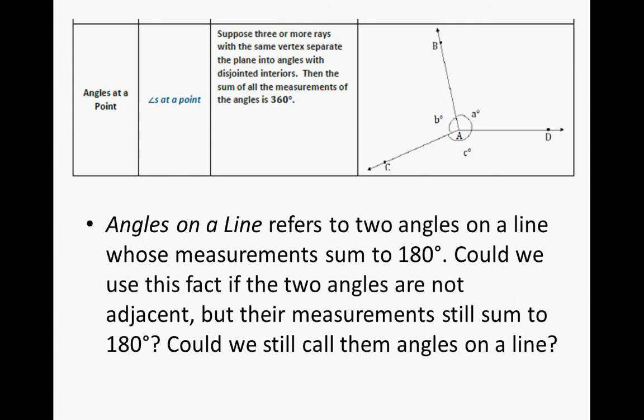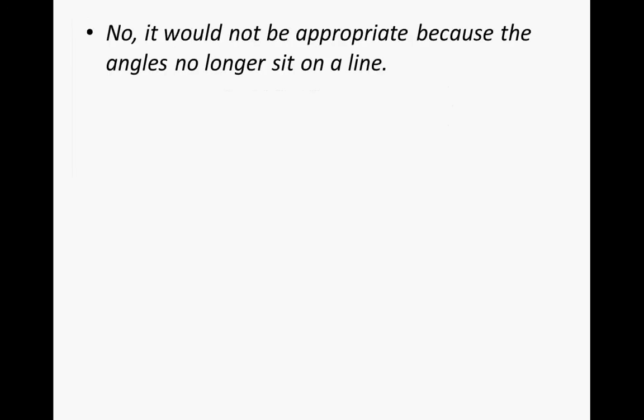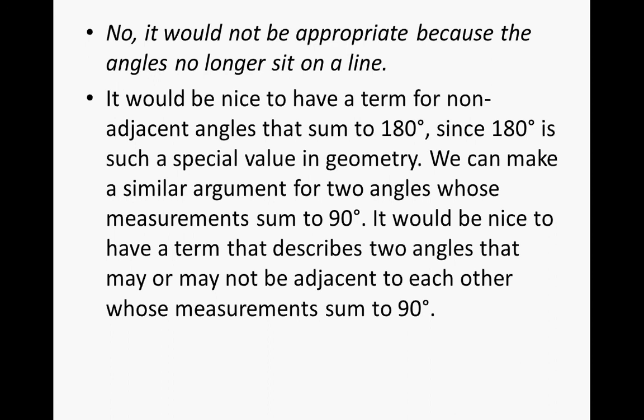So angles on a line refers to two angles on a line whose measurements sum to 180 degrees. Could we use this fact if the two angles are not adjacent, but their measurements still sum to 180 degrees? Could we still call them angles on a line? Well, no, it would not be appropriate because the angles no longer sit on a line. It would be nice to have a term for non-adjacent angles that sum to 180 degrees, since 180 degrees is such a special value in geometry.